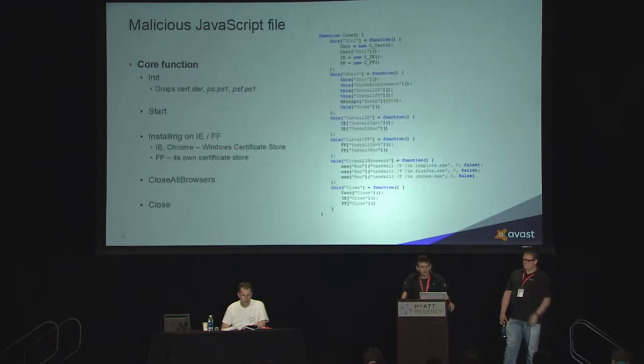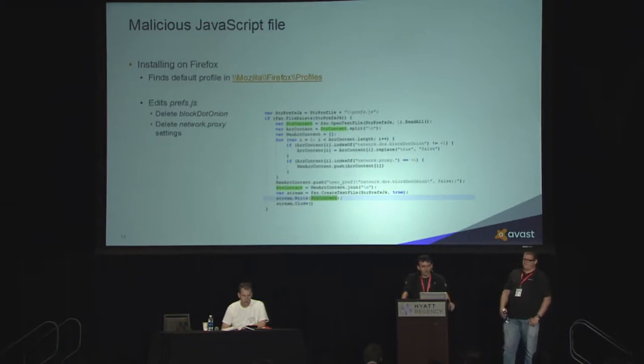For the core function of this JavaScript file, the malware targets the three main web browsers, which are Internet Explorer, Chrome, and Firefox. For each of them, it calls two functions: install certificate and install proxy autoconfig. To refresh the configuration, it also needs to kill the currently open browsers. So there is a function called close all browsers, which kills all the open browsers via taskkill, and so on.